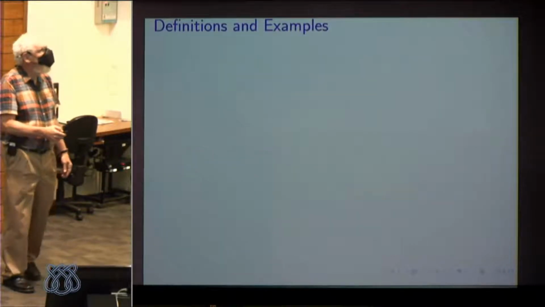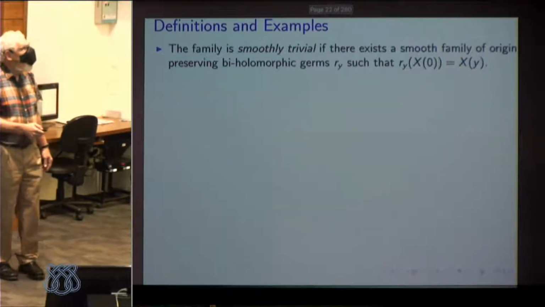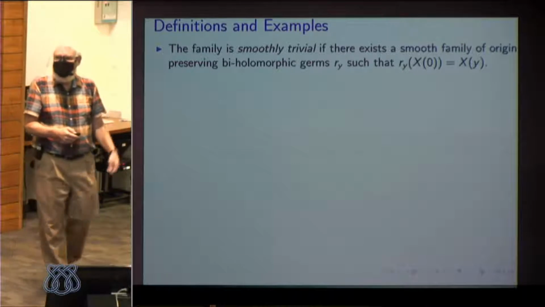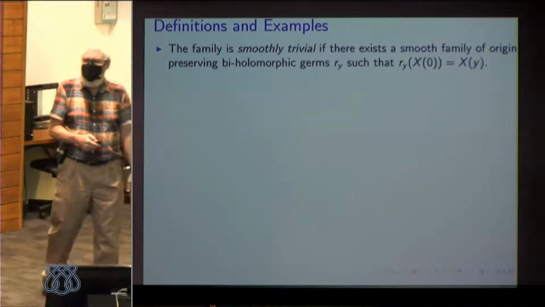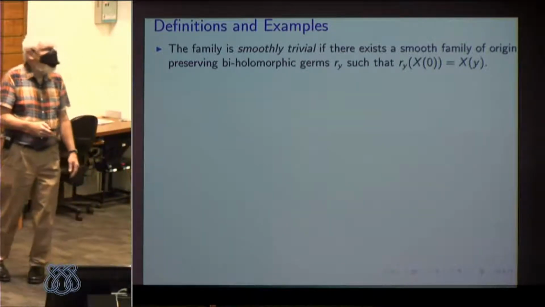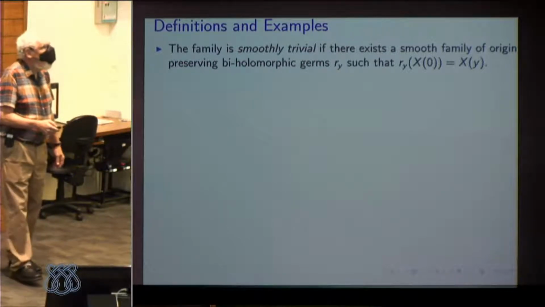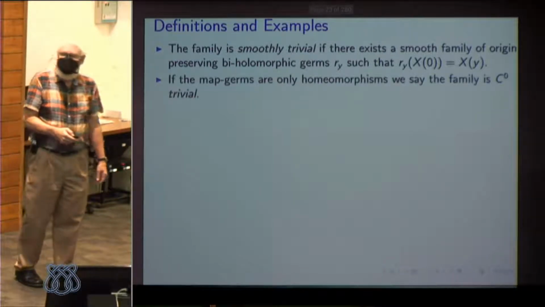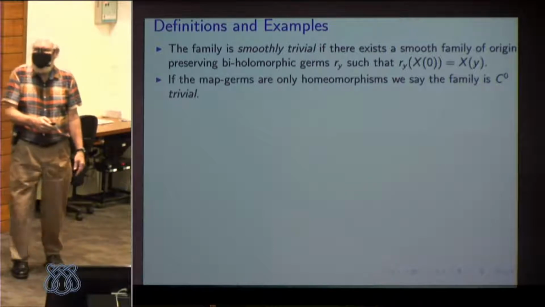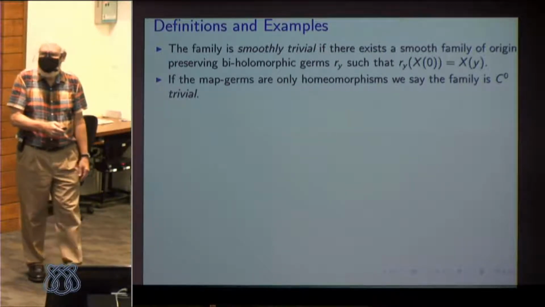Here we have some definitions and examples. We say that a family is smoothly trivial if we can trivialize it by holomorphic germs. If the trivializing family is only homeomorphisms, we say it's C0 trivial.